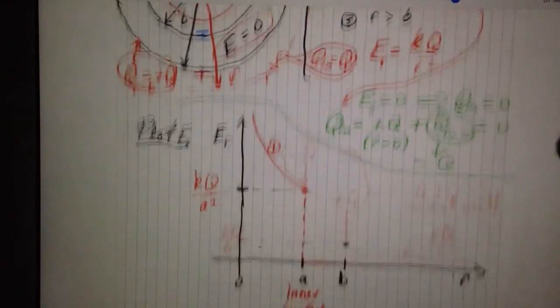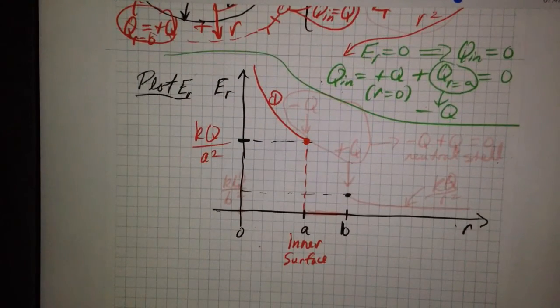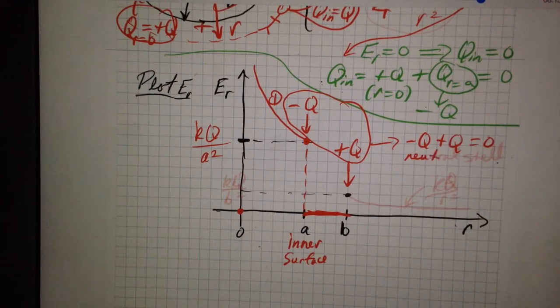Okay, let's plot this. On the inside, it's 0. But let me keep track of where the charges are, right? At the origin, we've got our plus Q. Here, we have to have a minus Q to make the field inside of the shell 0. But our shell is neutral, so on the outside of the shell, you have to have an equal and opposite charge, right? These two add to 0 because it's a neutral shell.